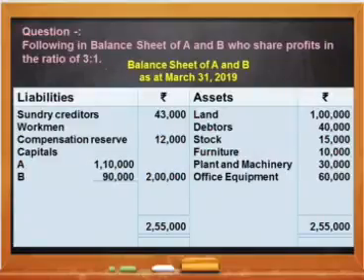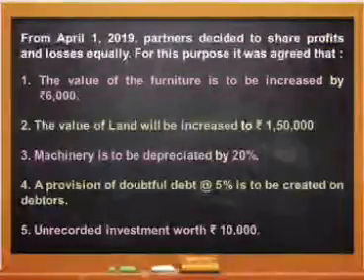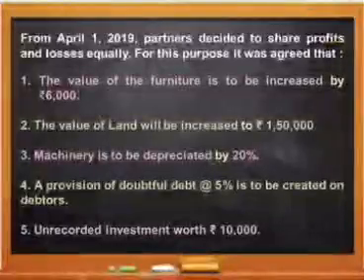Following is the balance sheet of A and B who share profits in the ratio 3:1. So 3:1 is the old ratio, and who are the old partners? A and B. Balance sheet is given to us. Next, it is written from April 1, 2019, partners decided to share the profits and losses equally. So what is the new ratio now?